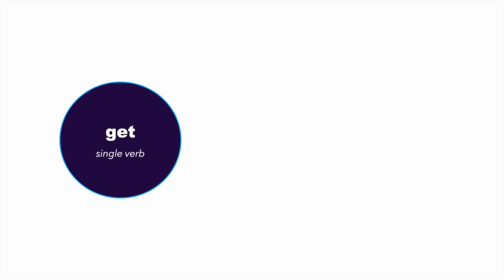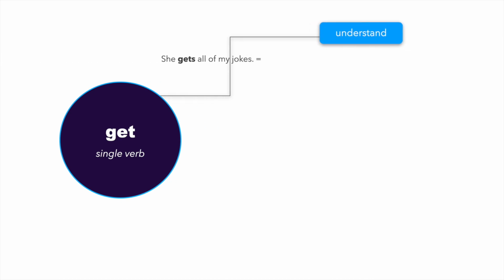Okay, so let's look at get as a single verb. Get can mean to understand. For example, she gets all of my jokes, which means she understands all of my jokes.